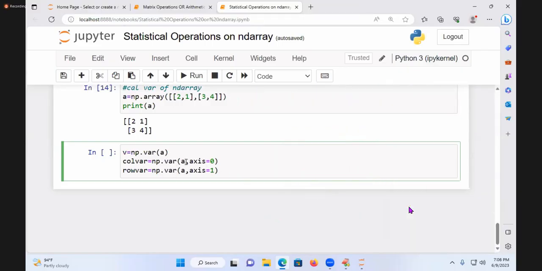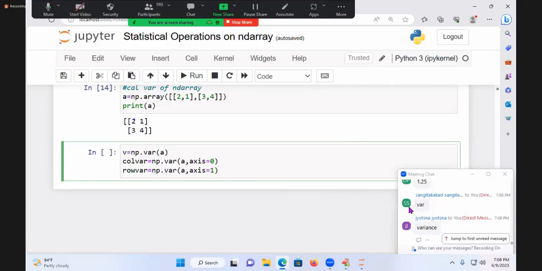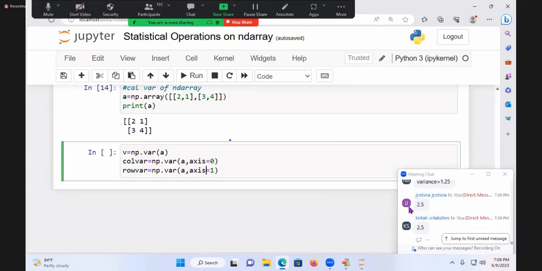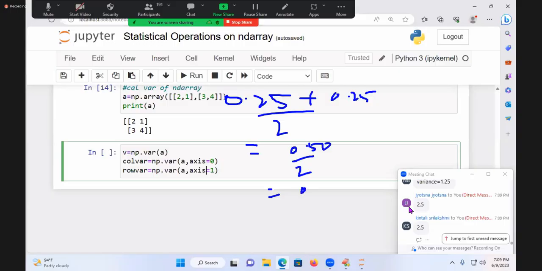Column variance. What is the column variance? Same. 2, 3. First find the mean of 2 plus 3. How much? 5. 5 by 2, what is that? 2.5. 2 minus 2.5 is 0.5. 0.5 whole square, 0.25. Plus 3 minus 2.5 whole square, 0.5, 0.5 whole square, 0.25. 0.25 plus 0.25 is 0.50, by 2. That is 0.25 only for the first column.